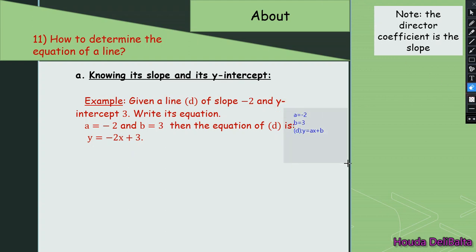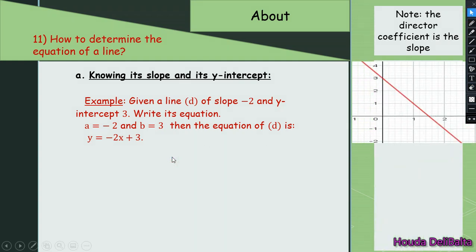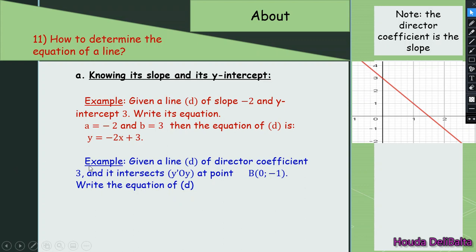Now, let's see what we have also. Here is the equation of the straight line, and here is its figure. Another example, given a line D of director coefficient 3, and here is the note that tells you that the director coefficient is the same as the slope, so you have to know that. And it intersects y prime oy at a point B (0, -1).